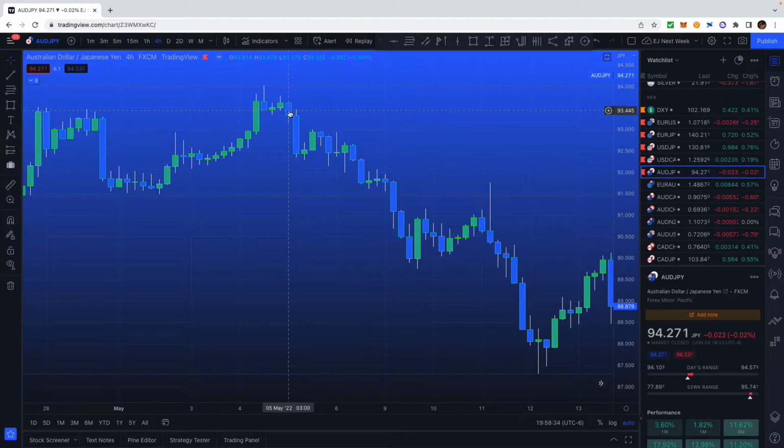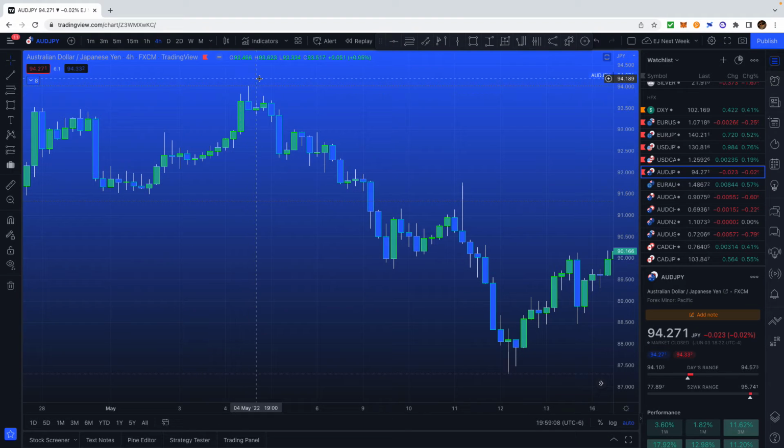And when I say engulf, it has to be the body. The body must engulf the previous candle. You see that right here. It's a good example. This green body engulfed this blue body. So this is called a bullish engulfing candle. Bull means up. And then here's a bearish engulfing candle. Bear means down. So those are the two types of candles we're going to focus on today.